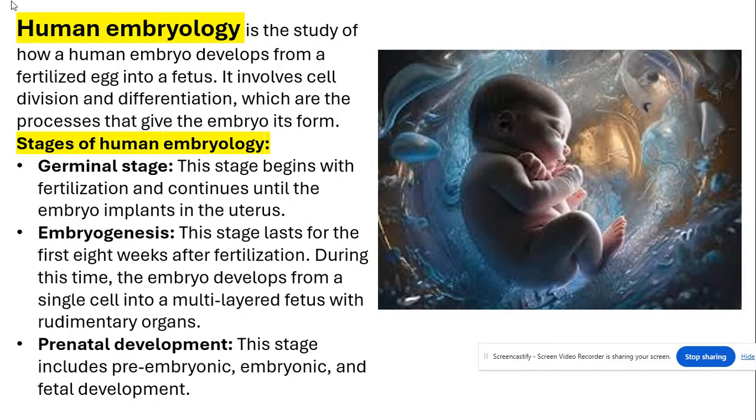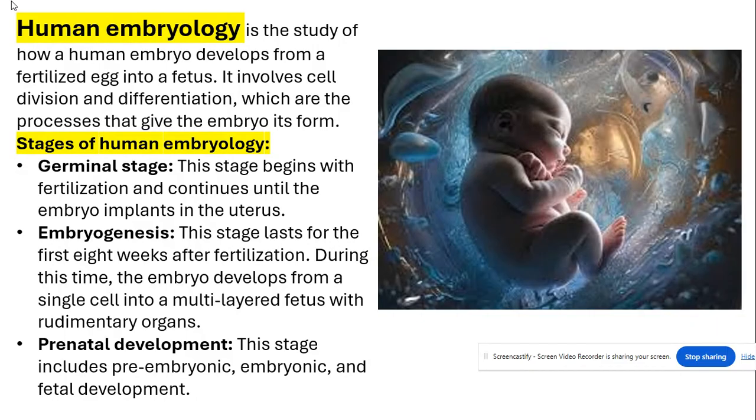So human embryology is the study of how a human embryo develops from a fertilized egg into a fetus, right? So remember, fertilized egg into a fetus. It involves cell division and differentiation. So fertilized egg, fetus, division, differentiation, which are the processes that give the embryo its form.